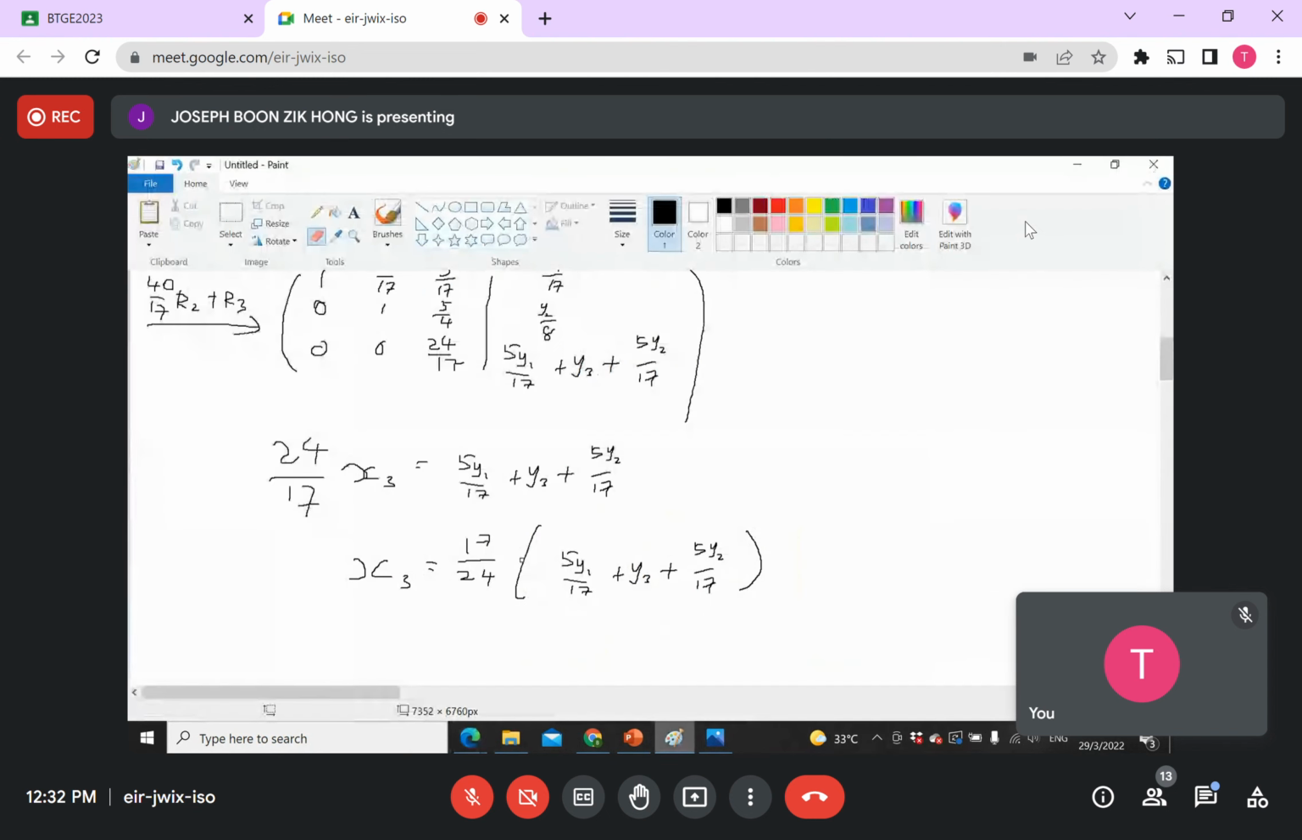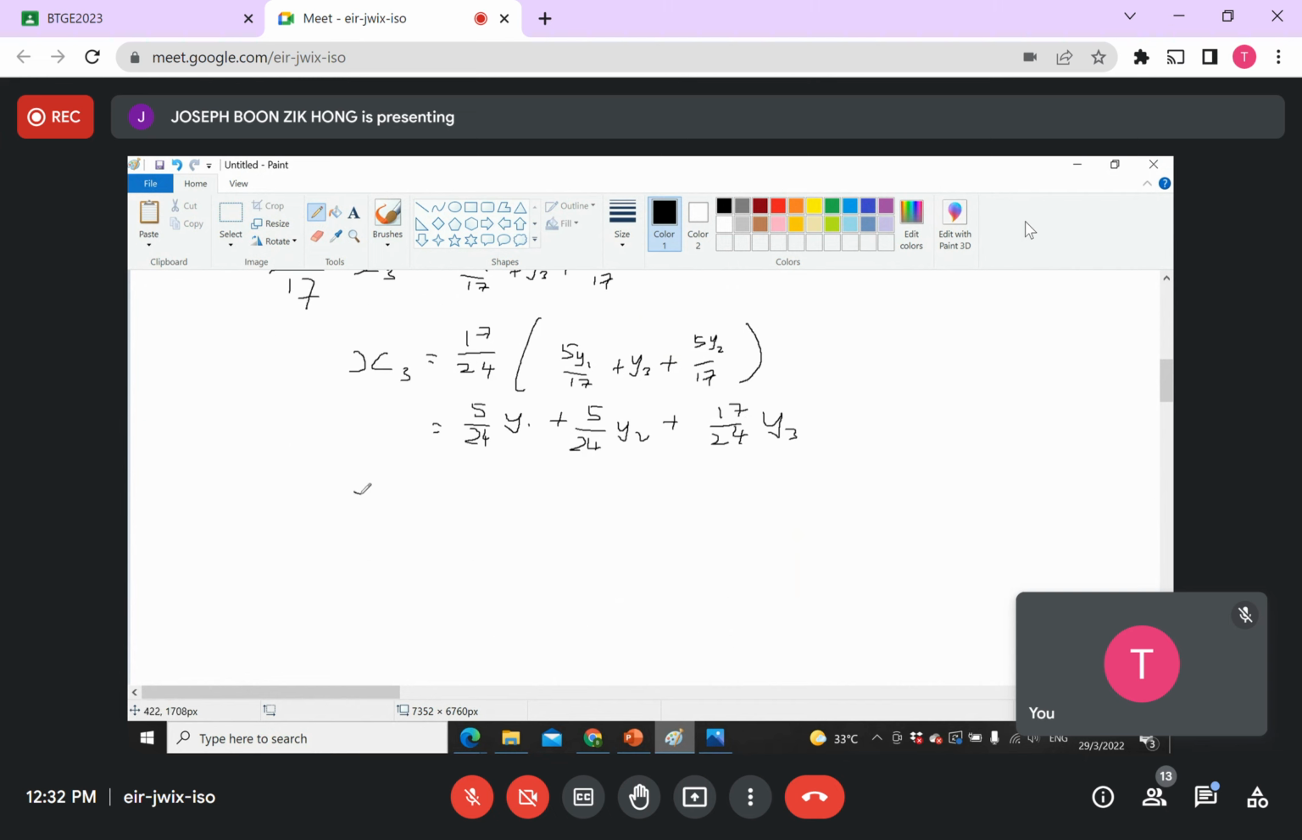If you times inside, 5 over 24 y1 plus 17 over 24 y3. Okay, I make it y2 first. So 5 over 24 y2 plus 17 over 24 y3. So this one will be your x3. How about x2?